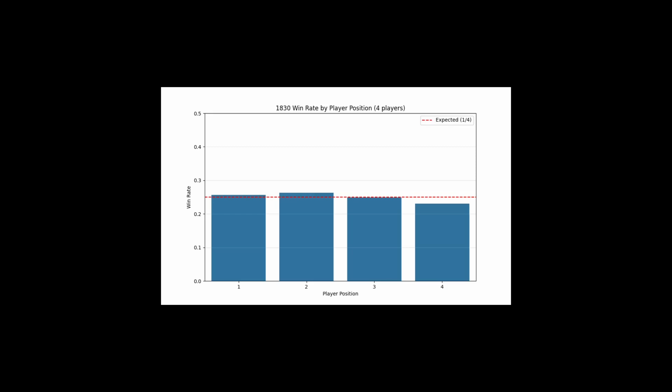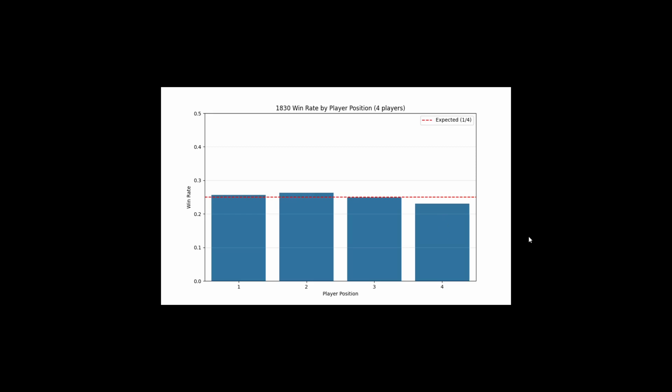And you can see that if we take a naive assumption that your expected win rate in a four-player game of 1830 is going to be 25%, there's really no significant difference based on what position you sit in from that expectation. In theory, we can suppose that player 4 is maybe a little bit worse than player 2, but we did some statistical analysis for this, and this didn't bear any weight, so this may just be noise.